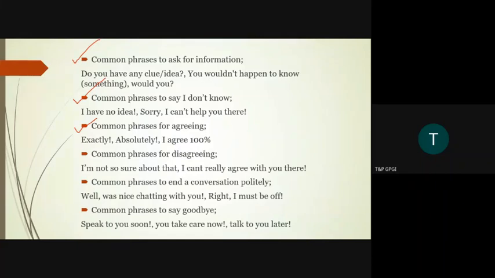Now, what if you have to not agree with someone? Then what to say? If you're not agreeing with someone, then naturally you will need a few phrases for that as well. But you need to disagree in quite a polite way. So what can you use? I'm not so sure about that. Would you like to attend physics class with me? I'm not so sure about that.